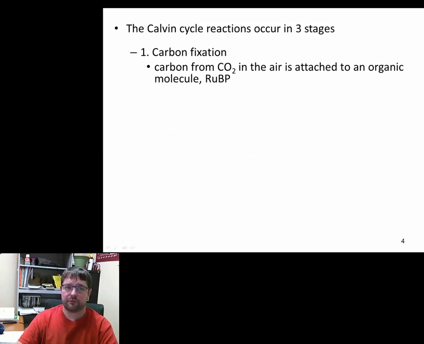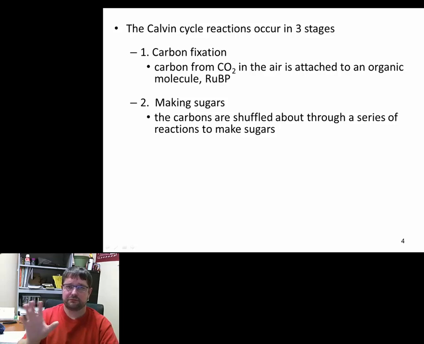Carbon dioxide from the atmosphere is brought into the plant through the stomata, which we talked about before, these little openings at the bottom of the leaf. The carbon dioxide is then attached to a molecule that we call RuBP. That molecule is a 5-carbon molecule, and when carbon is fixed to it, it becomes a 6-carbon molecule. We'll come back to this. Don't worry if you don't get it all right now. We'll go through this many times.